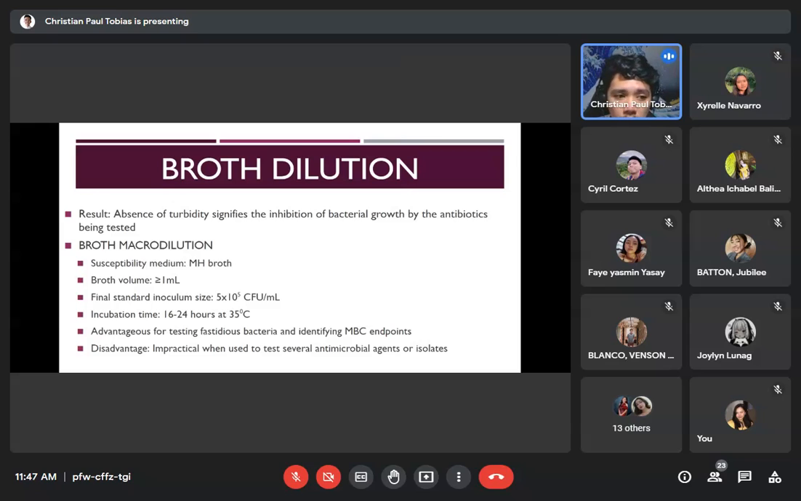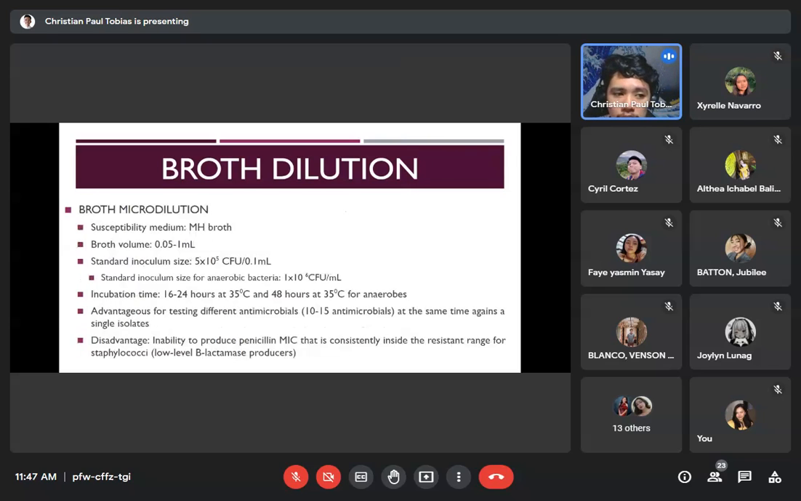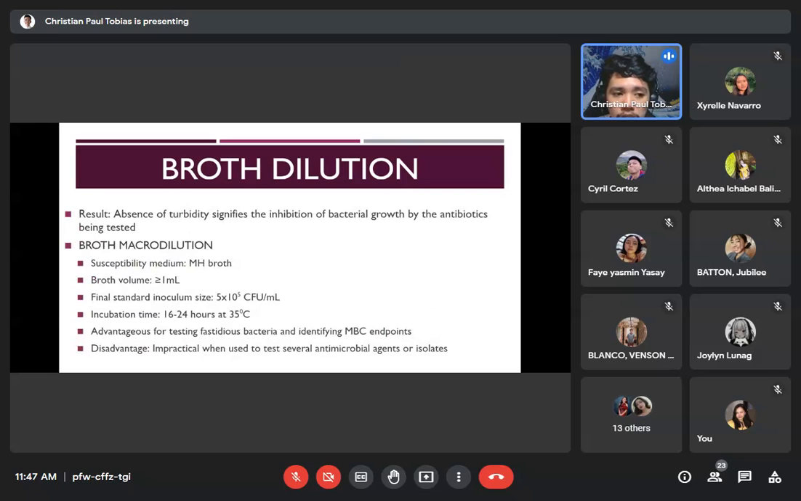So, in broth dilution, there is macrodilution and microdilution, but what is used here is microdilution. In broth macrodilution, the susceptibility medium is still MH broth. Broth volume is greater than or equal to 1 ml. Inoculum size, 5 times 10 raised to 5 CFU per ml, with the same incubation time, 16 to 24 hours at 35 degrees Celsius. Advantages: testing fastidious bacteria and identifying the MBC endpoint. Disadvantage: it is impractical when used to test several antimicrobial agents or isolates.